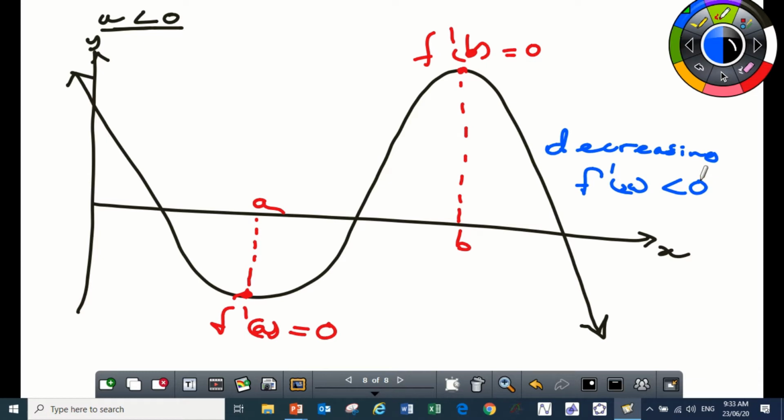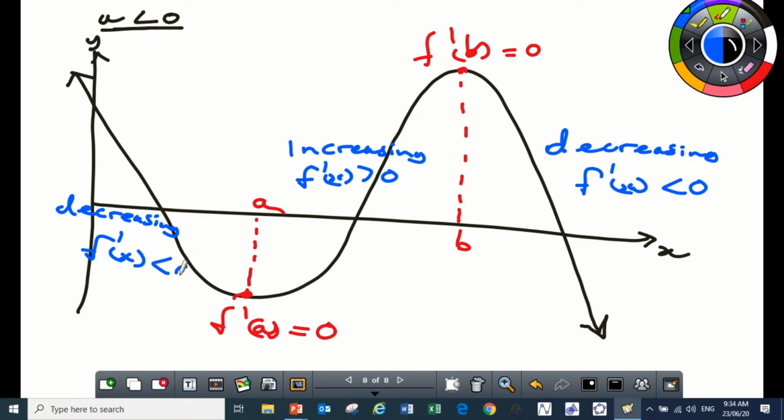Then between A and B, okay, so that is between the two turning points, it's going to be an increasing function, which means f prime of x will be greater than zero. To the left of the minimum turning point is going to be a decreasing function. So the first derivative will be less than zero. Okay. So it's very important before we start sketching the graphs for you to be aware of this. Right, let's move on to another aspect.